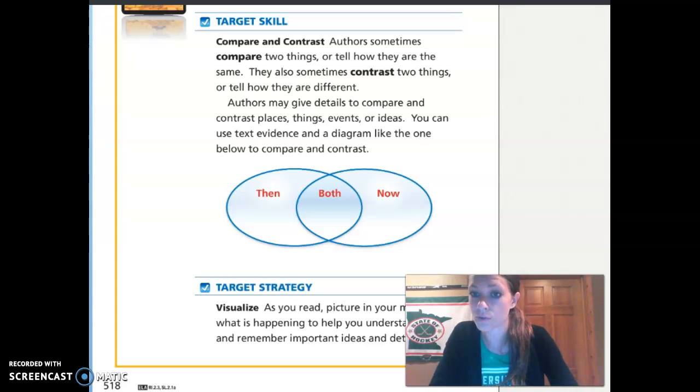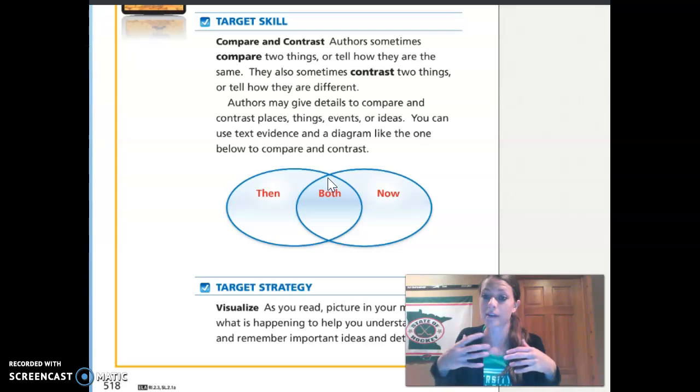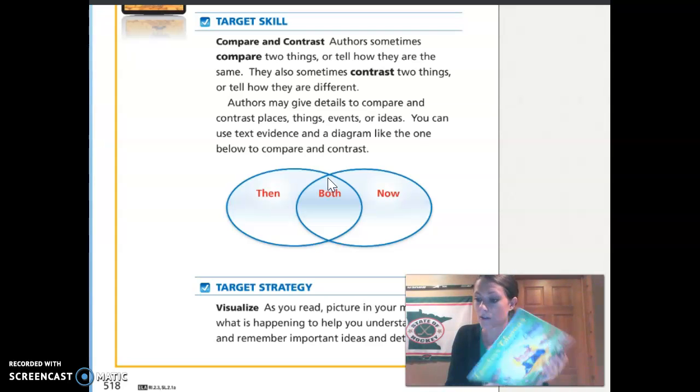So what I want you to do is make this Venn diagram. That's what it's called. Make this Venn diagram in your reading notebook. Okay, and then write then at the top and write now at the top, and then in the middle write both. And what you're going to do is compare and contrast similarities and differences between in the past to what it is like today as I am reading this story or this text.